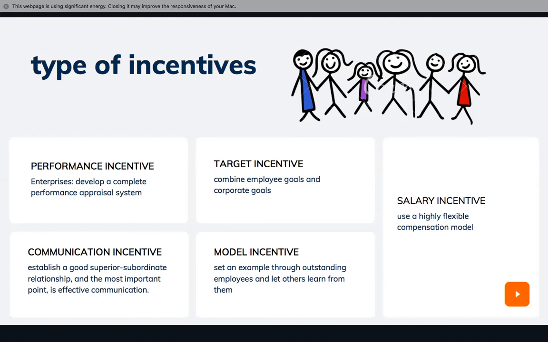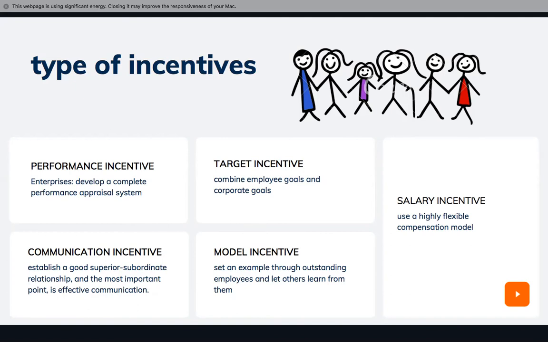Next one is model incentive. To promote the learning enthusiasm of each member of the group, we can cite an example through outstanding employees and let others learn from them. Although this method is a little bit old, it's very practical. Letting employees learn from good employees can improve their own professional skills and makeup. It's a very good method for the overall development of the company.